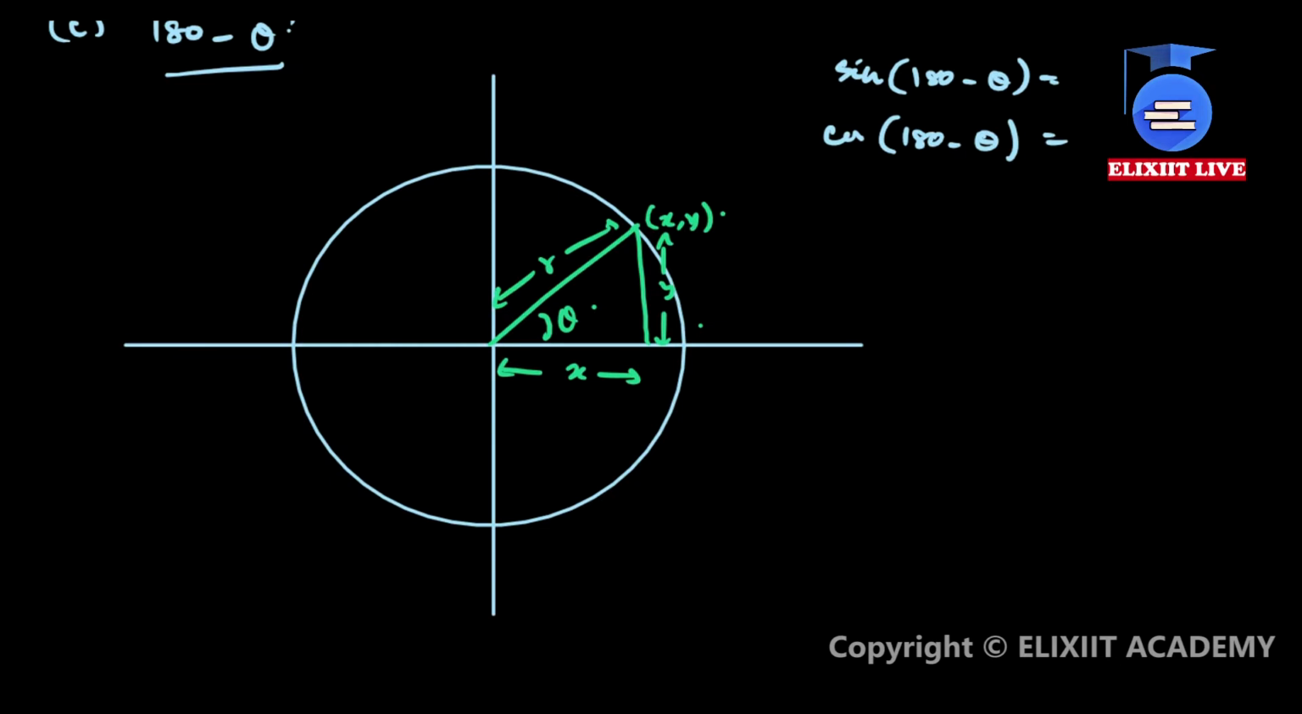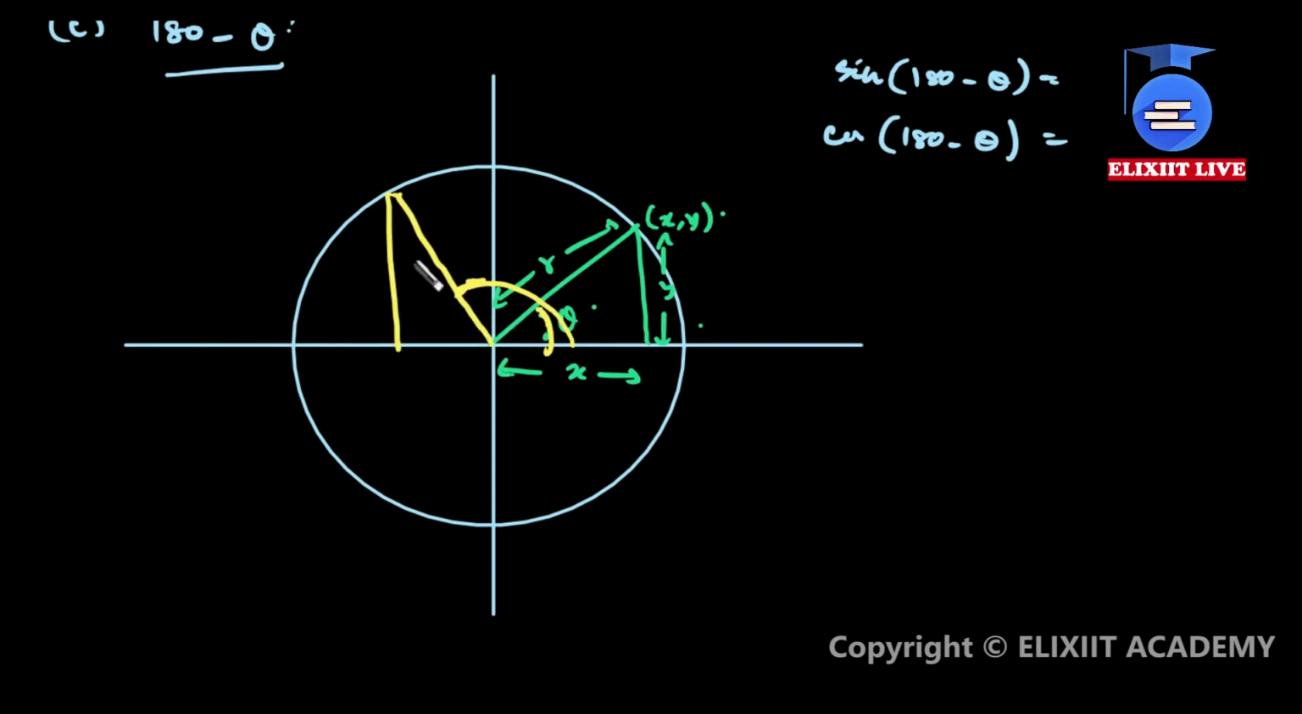So for 180 minus theta, we won't go the total 180. If this angle is theta, then this much distance will be 180 minus theta. This is 180, and 180 minus theta means somewhere over here itself. I'll remove this part. Somewhere over here we have 180 minus theta, and the triangle will be somewhere over here.